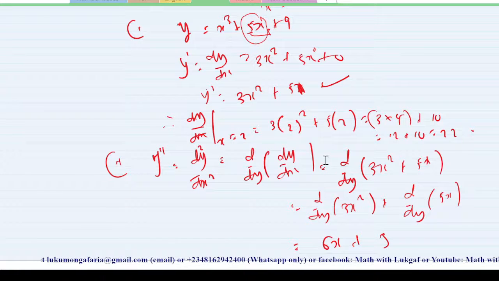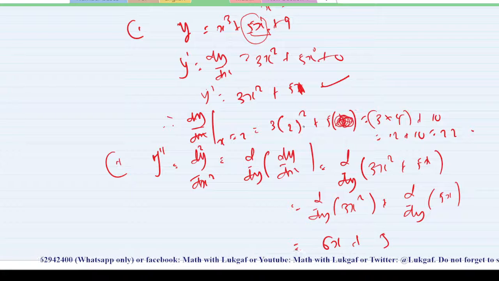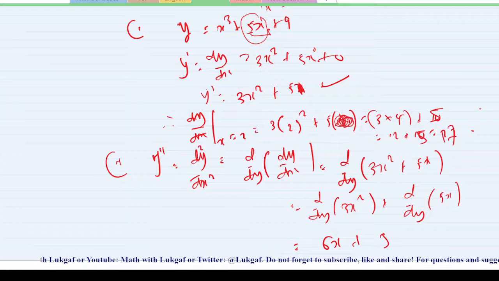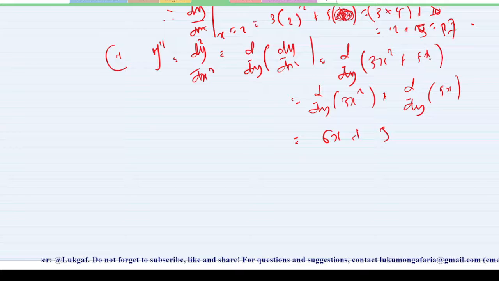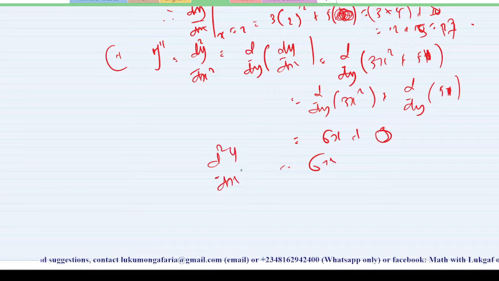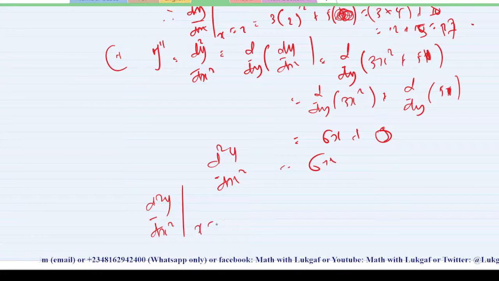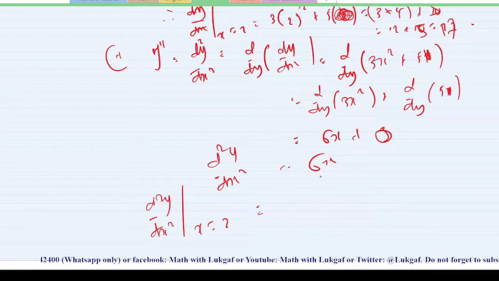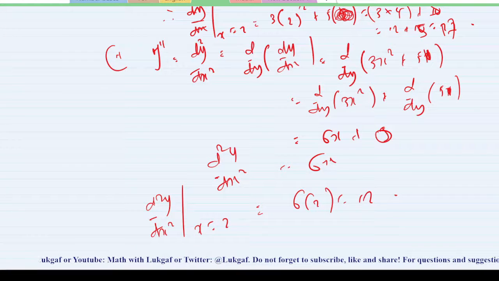So it means your d squared y dx squared will be 6x. And don't forget, the question asks us to find the values at point x equal to 2. So wherever you see x, you substitute the value of 2. So this will give you 12.